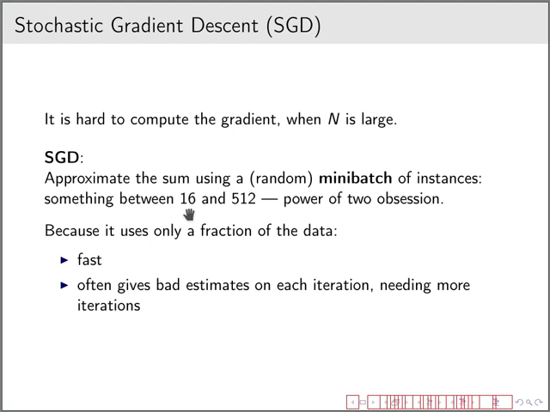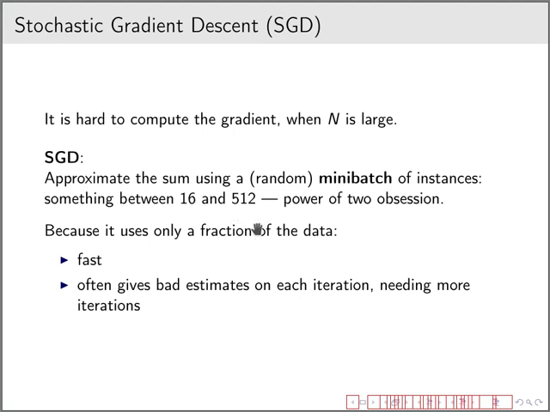But note that I'm using an average of 16 images, and this will make it much faster. Yes, it is much faster, but it gives bad estimates on each iteration. So therefore, we often need more iterations. But even though we have bad estimates and we need more iterations, it's worth doing SGD instead of the regular gradient descent. You will see in the literature people using from 16 up to 512 instances in the mini batch.